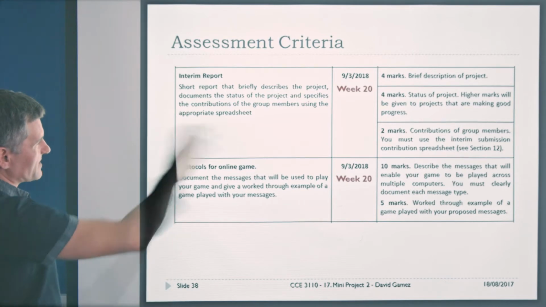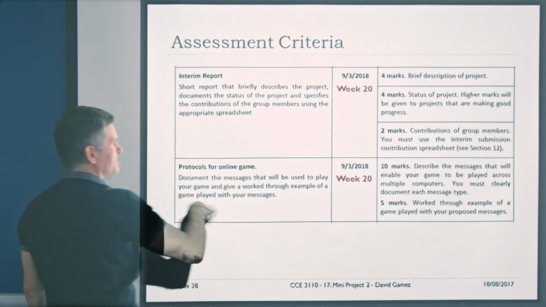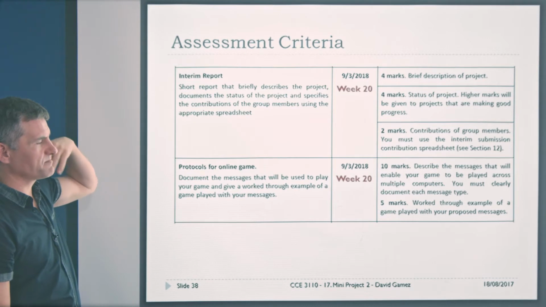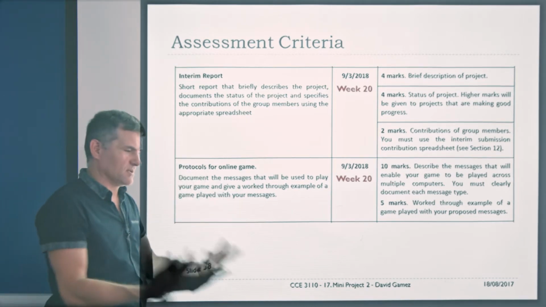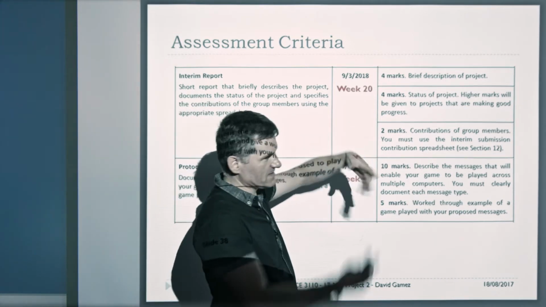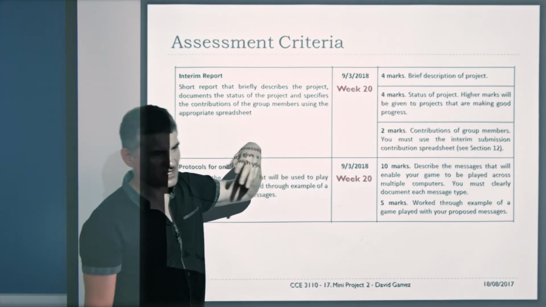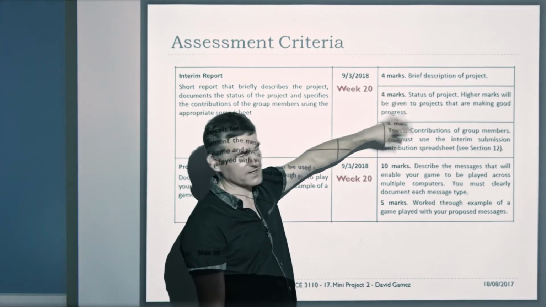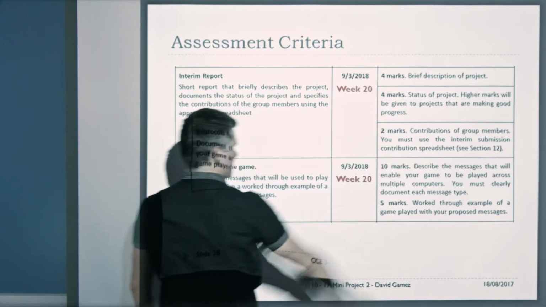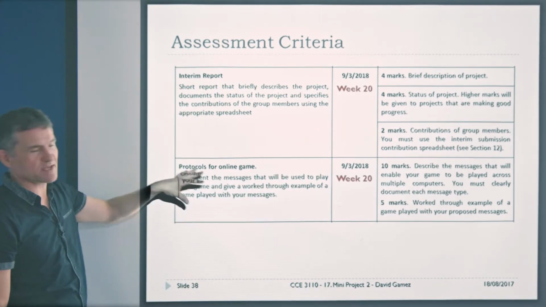So the first part of the assessment criteria is the interim report. This should be submitted with the protocols at the end of week 20. It's just a short report. I just want a brief description of the project. What are you doing? What kind of game is it? How do you play it? Is it going to be central server, peer-to-peer, whatever? I want to know how the project's going. As I said, I'm going to give higher marks if you're actually cracking on with your project by the end of week 20. And if you include the contribution spreadsheet, I'll give you an extra 2 marks, just to remind you, really.